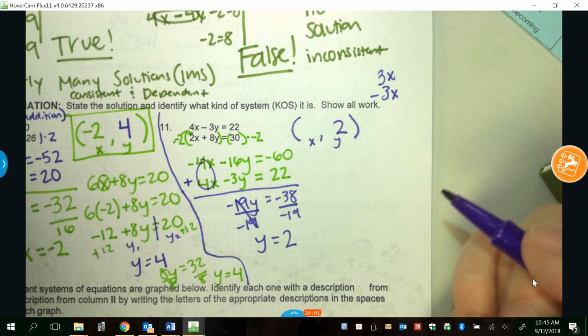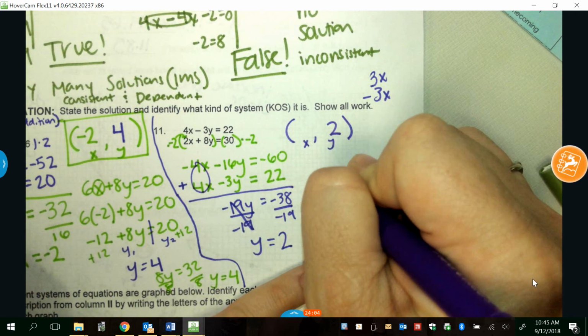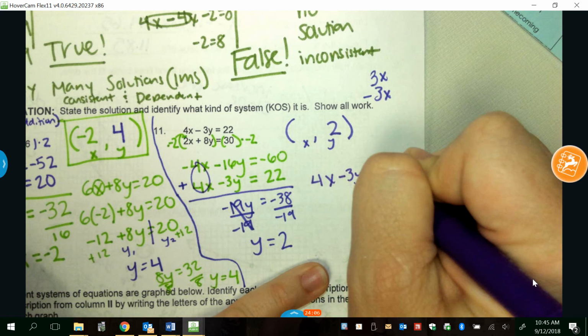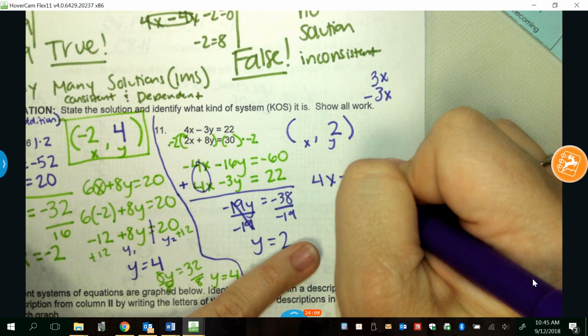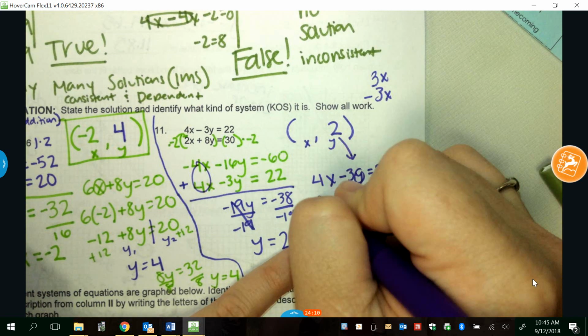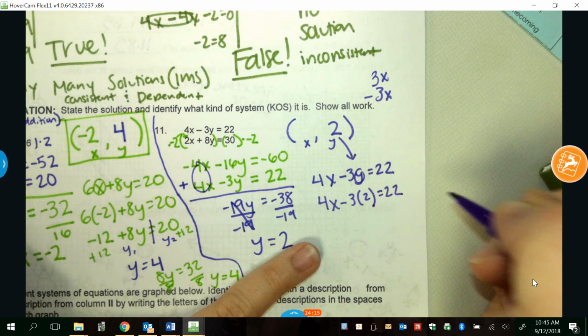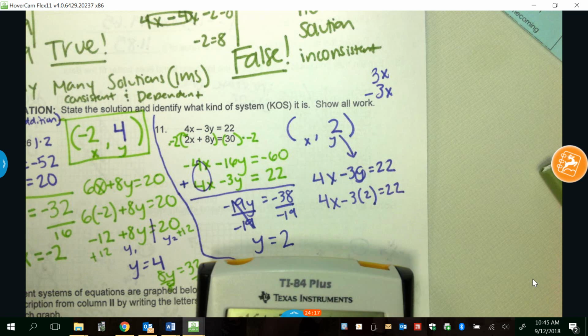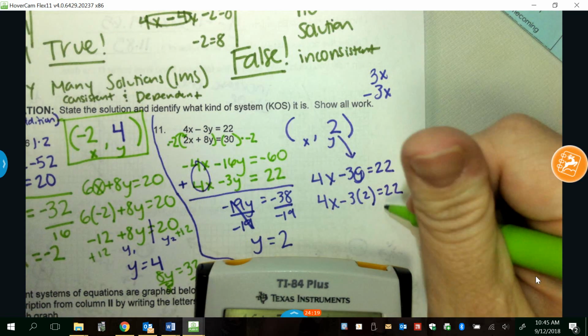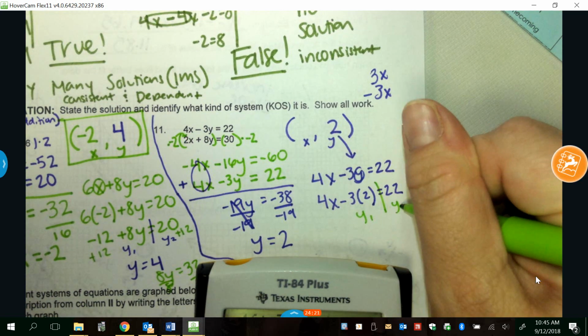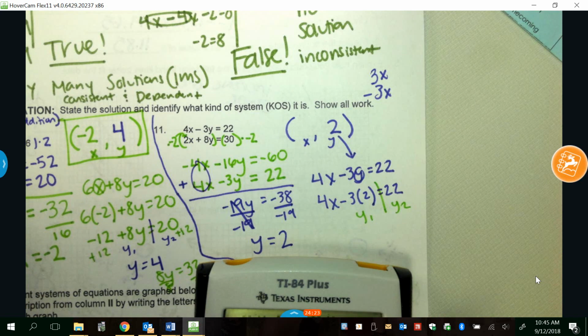So again, I'm going to pick the top one. 4x minus 3y equals 22. And instead of putting y, I'm going to put 2. So I have 4x minus 3 times 2 equals 22. So again, we can do this in our calculator by typing the left side in y1, the right side in y2. So we have 4x minus 3 parentheses 2, and then we have equals 22.